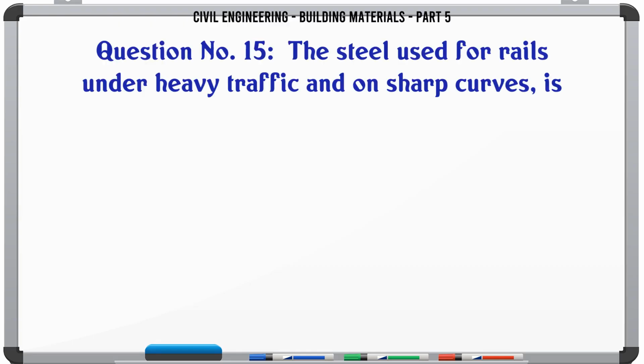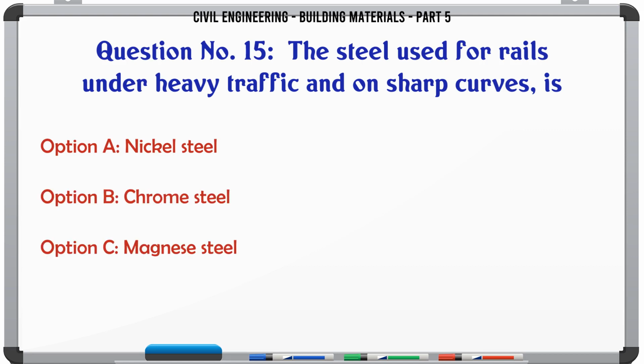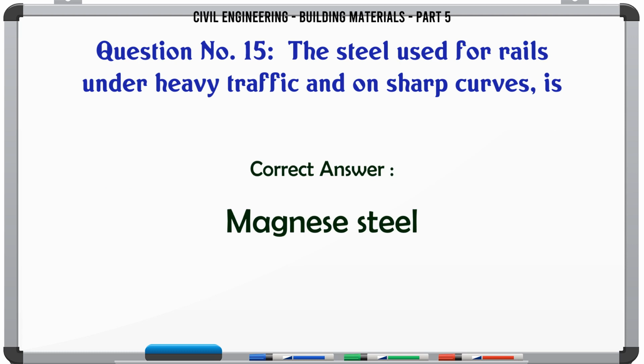The steel used for rails under heavy traffic and on sharp curves is A. nickel steel, B. chrome steel, C. manganese steel, D. vanadium steel. The correct answer is manganese steel.